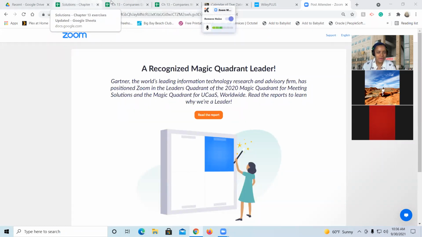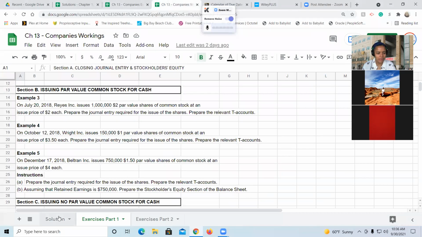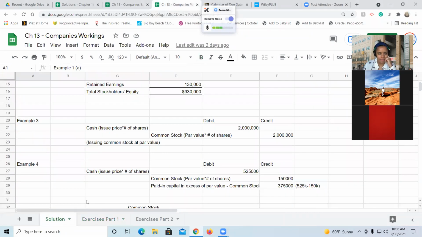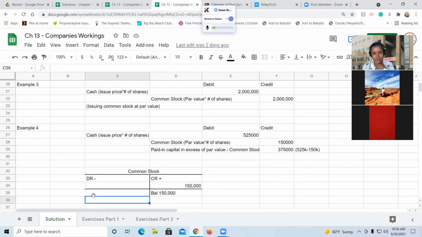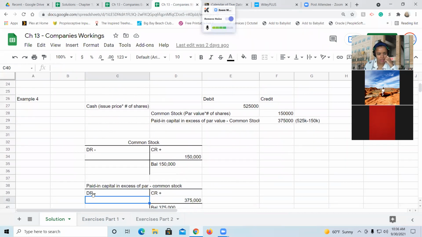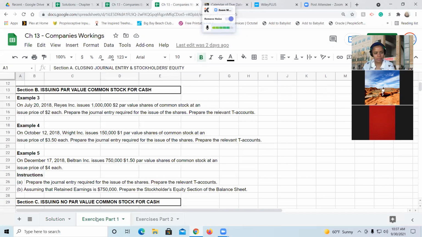All right. So last time, let me go back to where we were. Last time we ended on example 4, which was the issuance of stock at a price above par value. And this is, if you recall, we went through the question. I'll just refresh all our memories, and then we'll do example 5 just to get us going again.